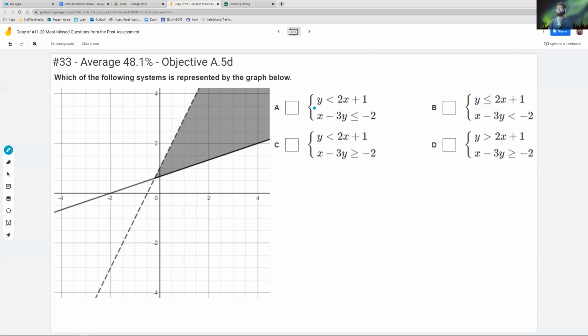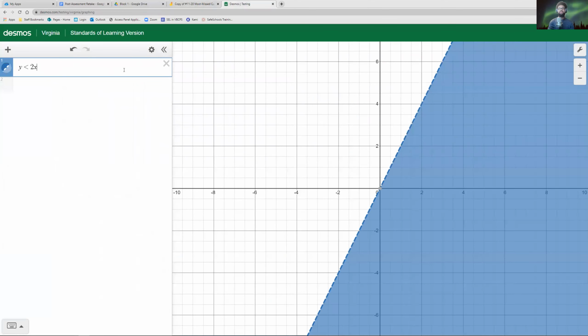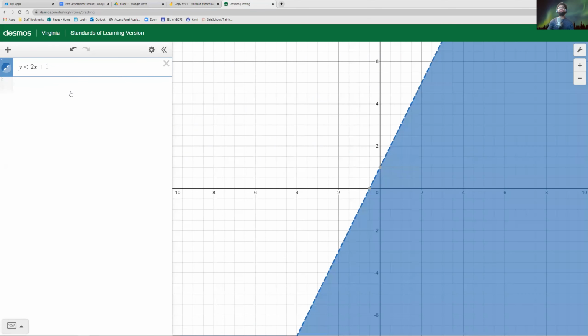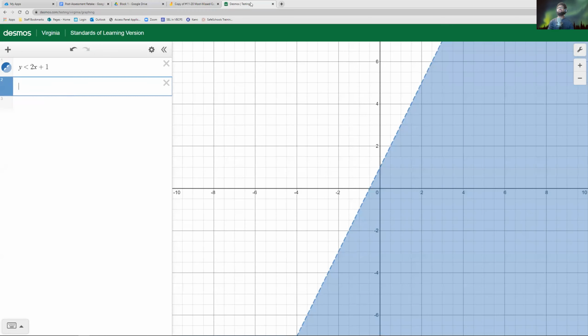Here we see that our first system, y is less than 2x plus 1. Let's go ahead and plug that in. Y is less than 2x plus 1. That's one of our equations. And then our second equation for this system is x minus 3y is less than or equal to negative 2.